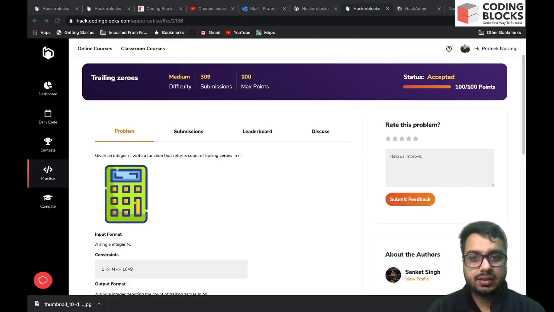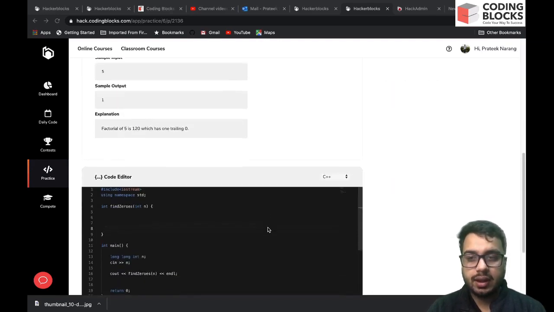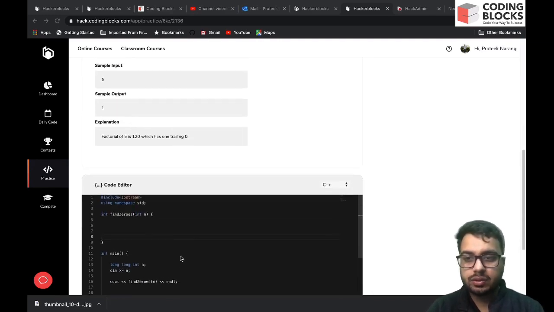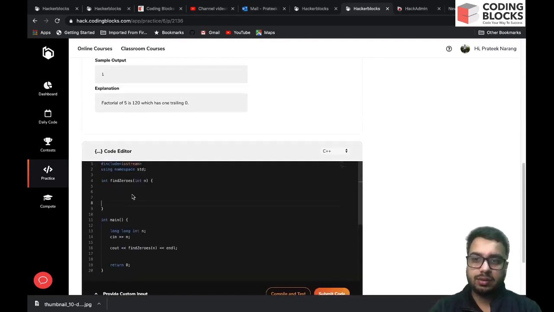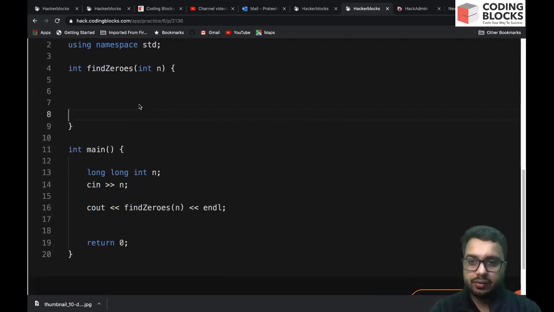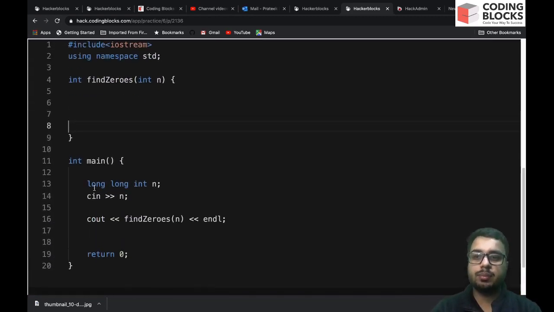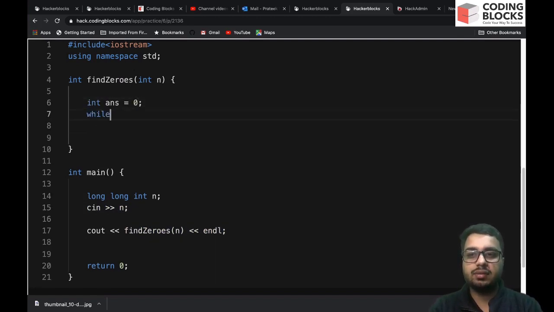Okay, so let's start by writing some code. And here I am just going to write the function that is going to compute the number of trailing zeros. And as you can see here, I have written the main part. So I take input n and I call this function with n. Okay, so what I need to do, I need to create a variable called answer, which is 0.